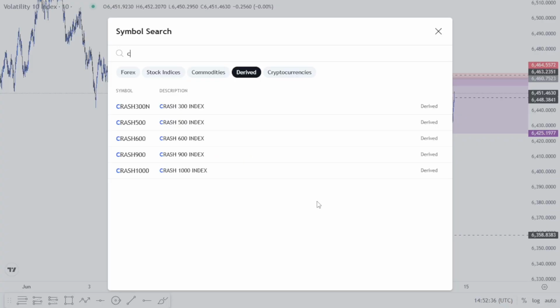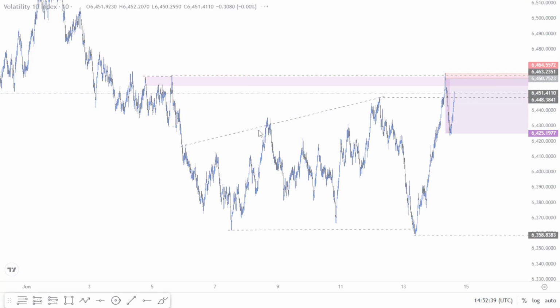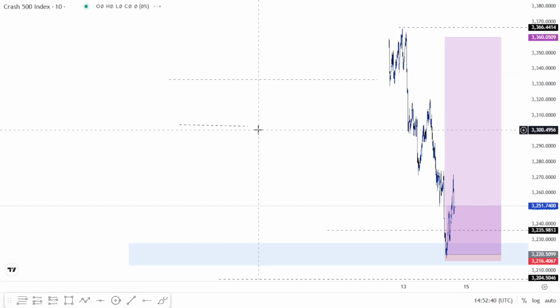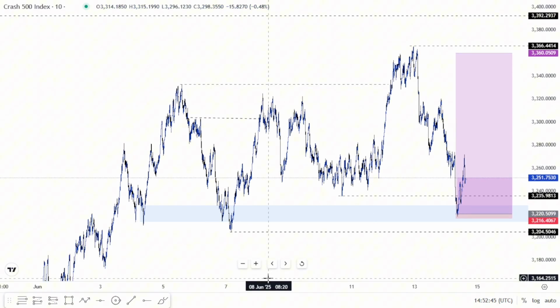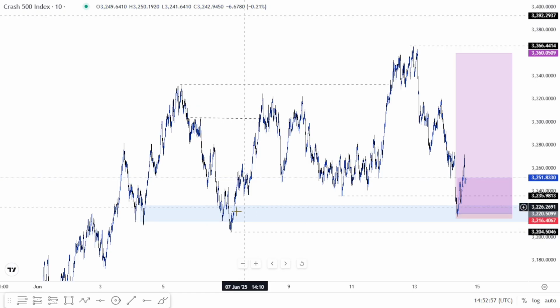So now let's look at Crash 500. This was an amazing trade. I did not take this one, I actually missed it. This is a very, very clear setup. Like I told you guys, watch my video on this. This is a very strong high probability trade, and I'm expecting it to drive all the way to that place.